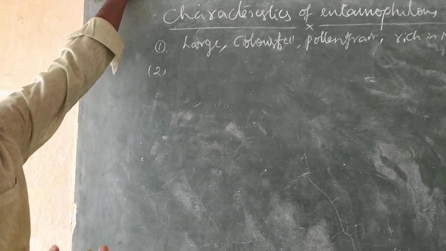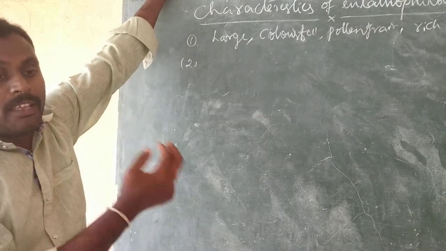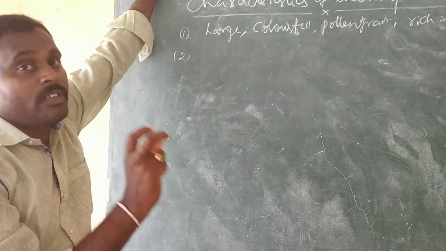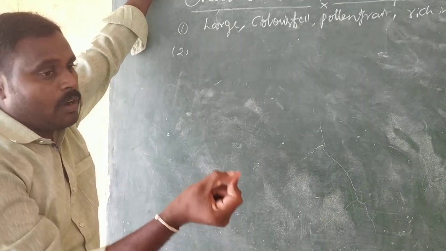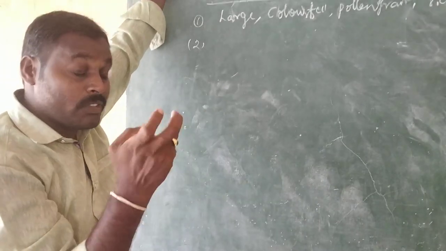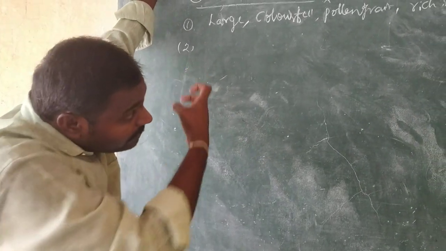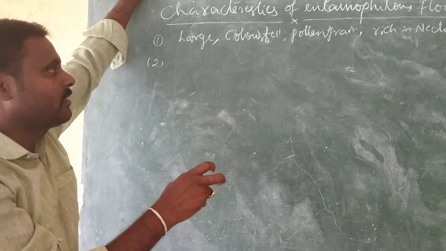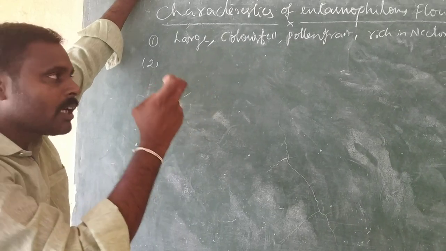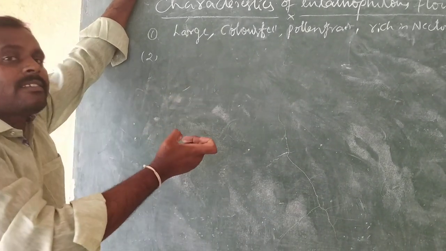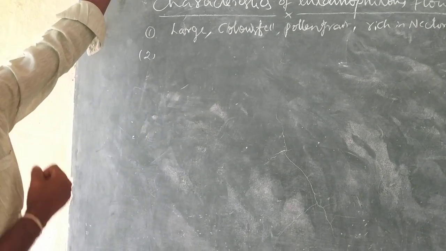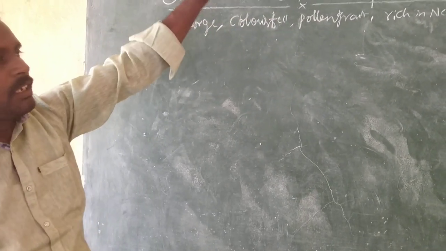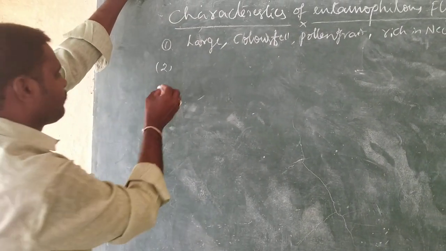Second one. If the flowers are small, they become conspicuous by their grouping. If you look at our surroundings, we can find different types of flowers. Some flowers are small and some are large. If it is large, no problem. If the flowers are very small, how are they going to attract insects for pollination? So if the flowers are small, all these flowers are grouped and they become conspicuous. As a result, they can attract the insects towards those flowers for getting pollination.